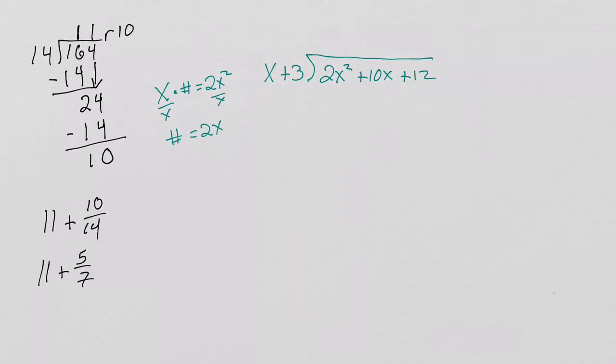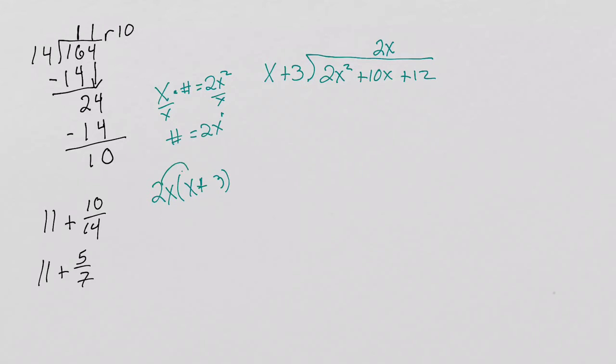So because this is an x to the first power, I'm going to put it in my column with my x to the first power. So I'm going to write 2x right there. Now here, it's the same thing as saying 2x times x plus 3. Sorry about that. I didn't mean to write 13. I meant 3.